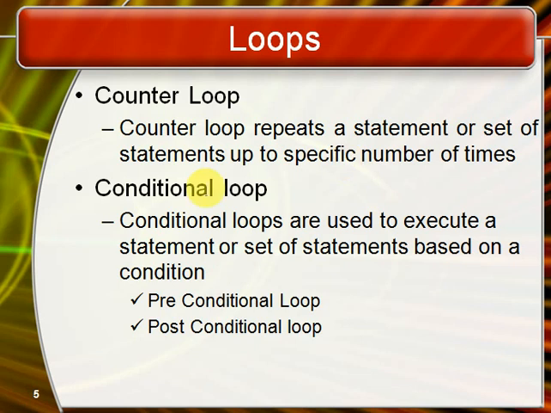Conditional loops are used to execute a statement or set of statements based on a condition. If the condition is tested before the body of the loop, that loop is called a precondition loop. For loop and while loop are preconditional loops. And if the condition is tested after the body of the loop, then it's called a postconditional loop. Do while is a postconditional loop.